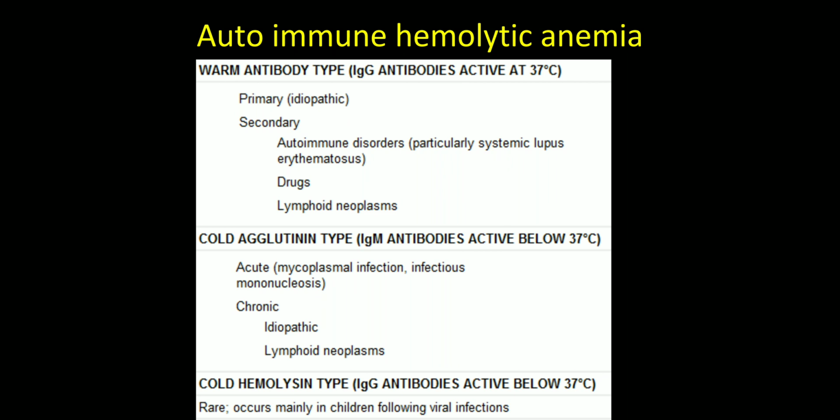What is this warm and what is this cold? This temperature difference is nothing but these antibodies. I told you there are antibodies which are developed in our body which act against our own RBC antigens. These antibodies are active at certain temperatures. So based on that temperature, they are classified into warm and cold. So the antibodies which are active at 37 degrees Celsius, and those conditions in which these antibodies are seen, they are classified under warm antibody type.